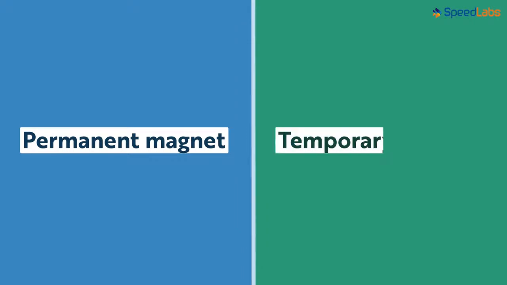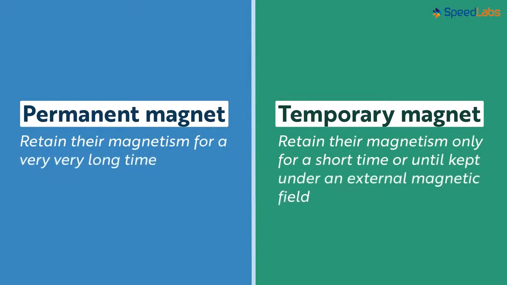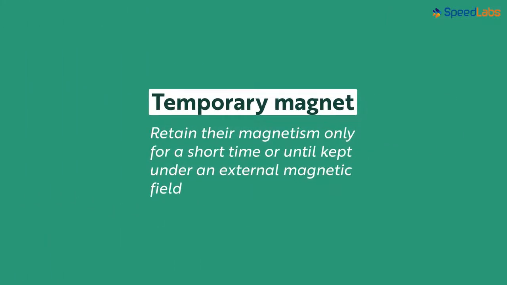We have studied the two types of magnets in our past videos: permanent magnets and temporary magnets. Do you remember them? This is how one can define them in simple words. Please take a moment and go through these definitions. We will talk about the temporary magnets first.